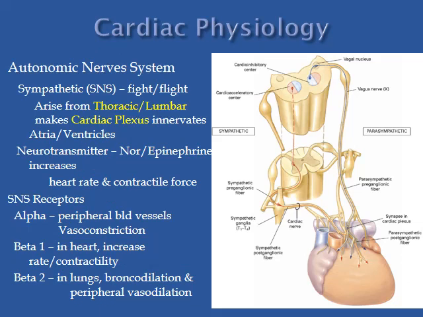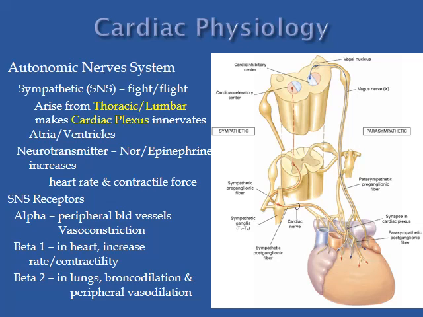All right, the autonomic nervous system controls our heart. So there's two parts to that autonomic nervous system, the sympathetic and the parasympathetic. The sympathetic nervous system is that body's gas pedal. You step on the gas and you get ready to fight or run. So this arises from the thoracic and lumbar regions of your spinal cord, and that makes up that cardiac plexus. This cardiac plexus innervates the atriums and ventricles.